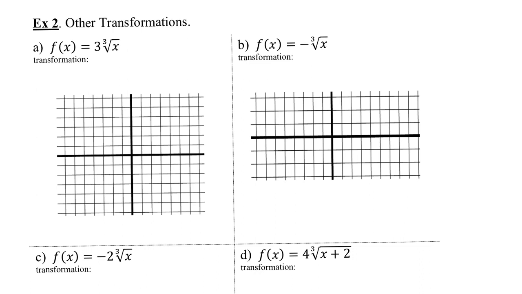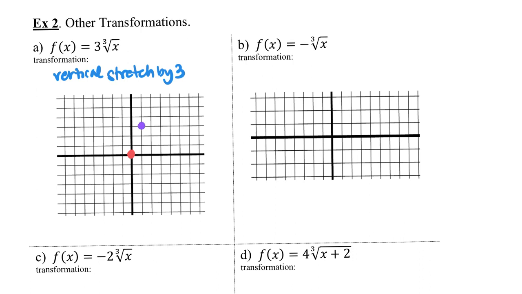Okay, for a, f of x equals 3 times the third root of x. Since I'm multiplying by 3, it's going to get taller, so it's going to be a vertical stretch by 3. But it's not translating, so I'm going to go ahead and still start at 0, 0. Okay, vertical stretch means in the y direction, I'm going to go 3 times as high. So instead of going right one, up one, I'm going to go right one, and I have to go up 3 times as high. So instead of going up 1, I'm going to go up 3.